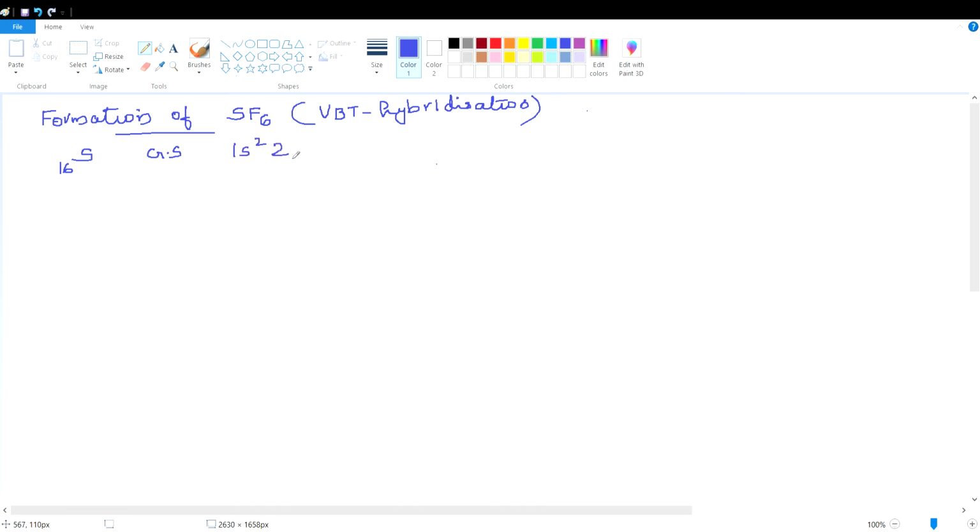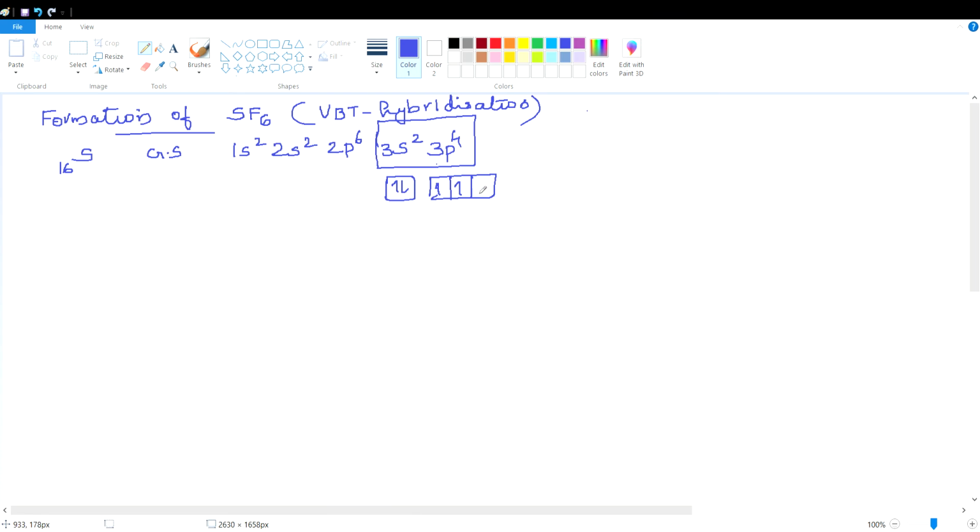1s2, 2s2, 2p6, 3s2, 3p4. We need only the valence electronic configuration: 3s2, 3p4. Now the orbital diagram: the 3s orbital with 2 electrons, and 3p with 4 electrons. How to arrange 4 electrons?